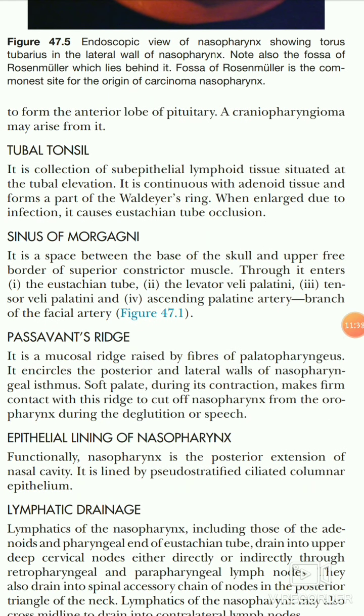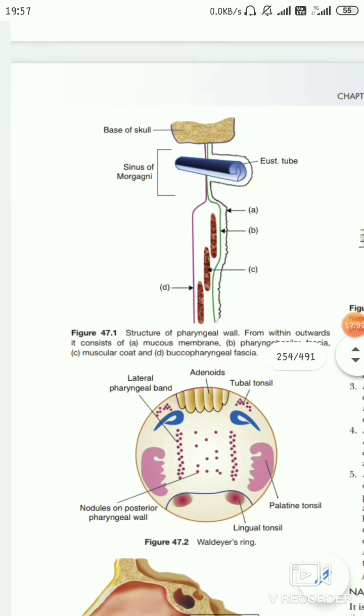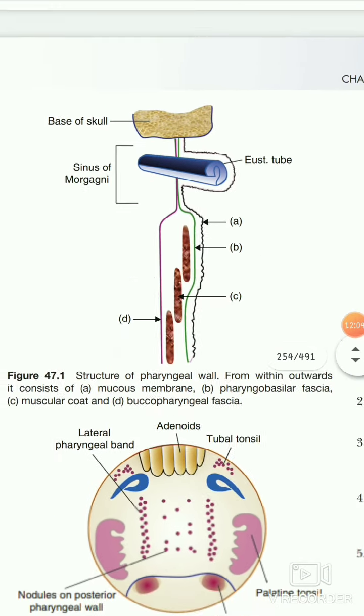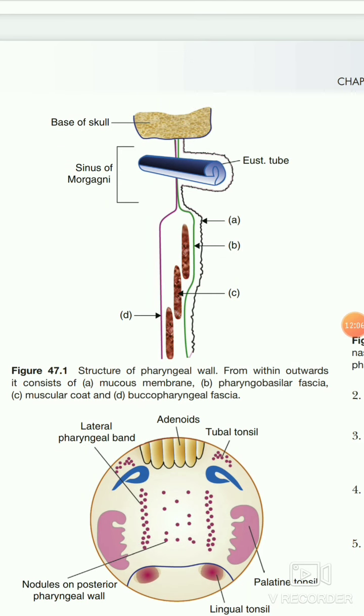Sinus of Morgagni. It is a space between the base of the skull and upper free border of the superior constrictor muscle. Through it enters the Eustachian tube, the levator veli palatini, tensor veli palatini, and ascending palatine artery, branch of the facial artery. Figure 47.1 showing the sinus of Morgagni.